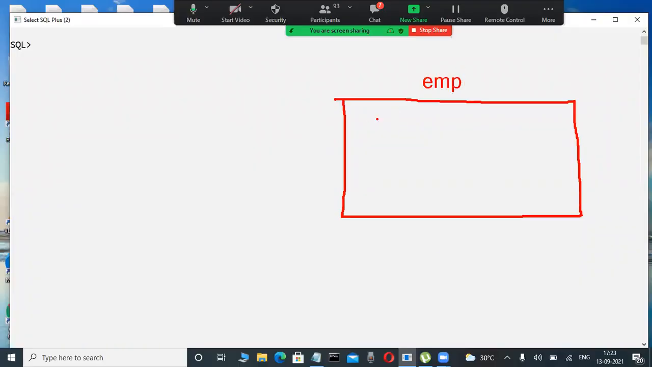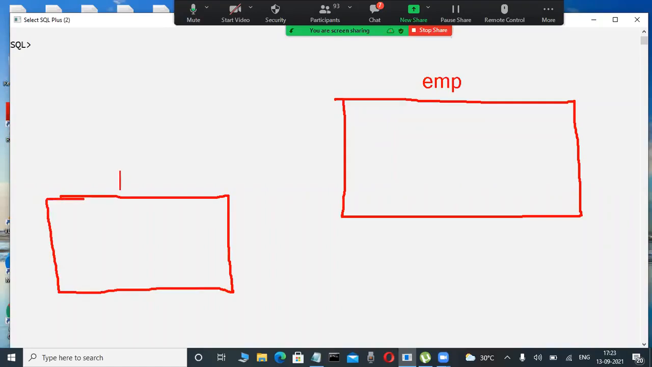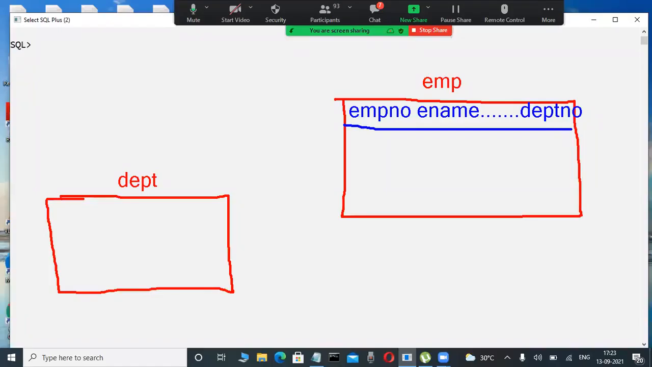The EMP table is there. Don't write it down, just observe. This is the DEPT table. Now in this EMP table, so many columns are there. Employee number is a column, e-name is a column, and so many more. Later you will be familiar. And here DEPT number is a column. One column is DEPT number.